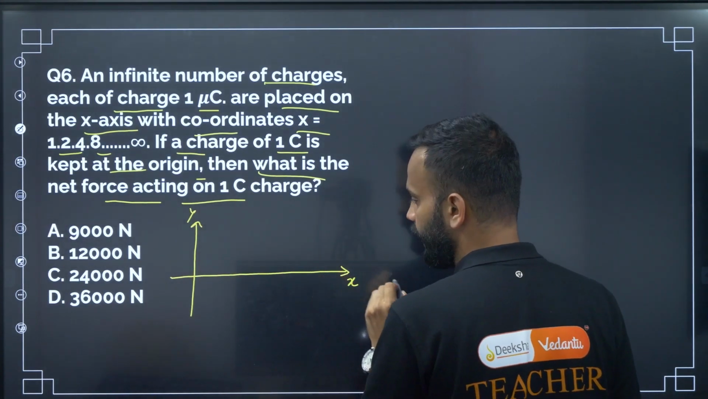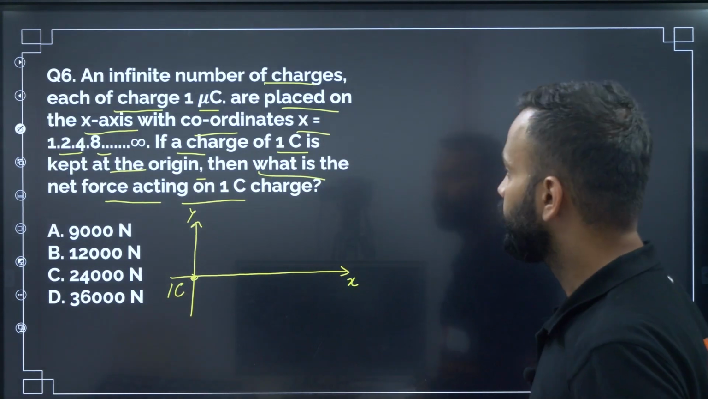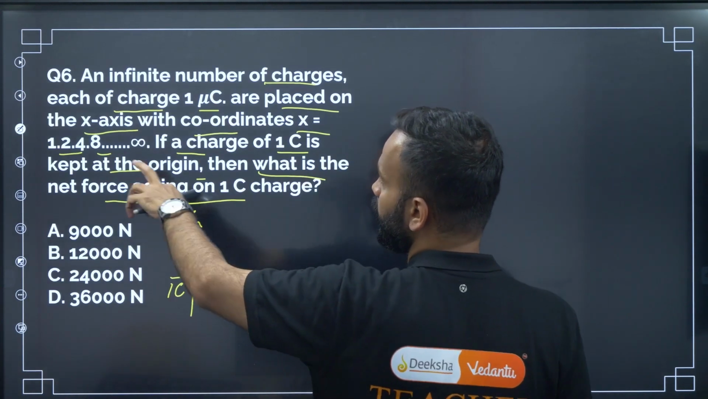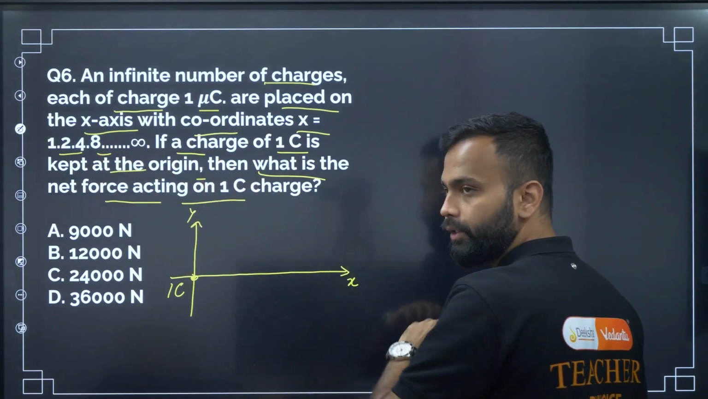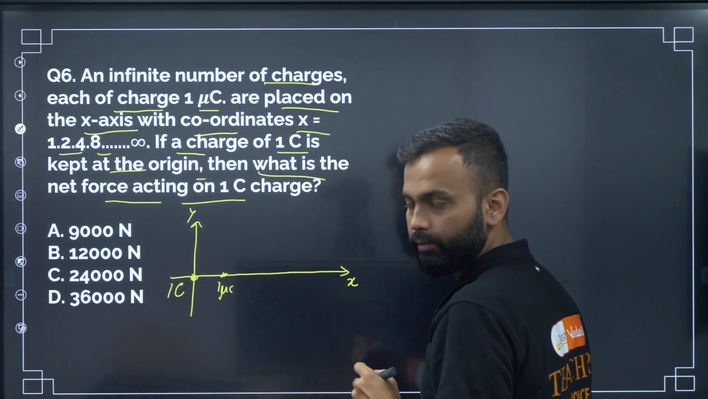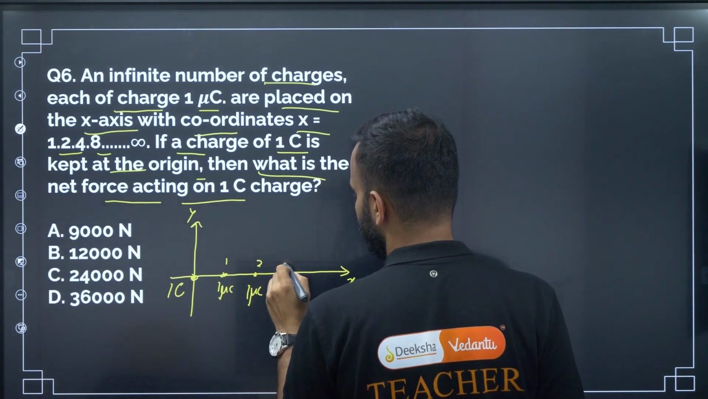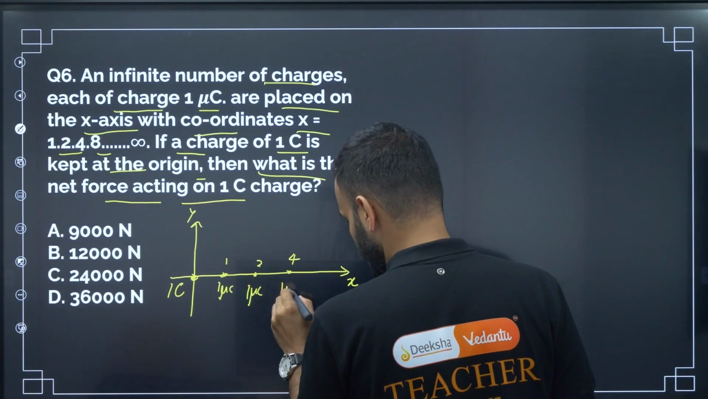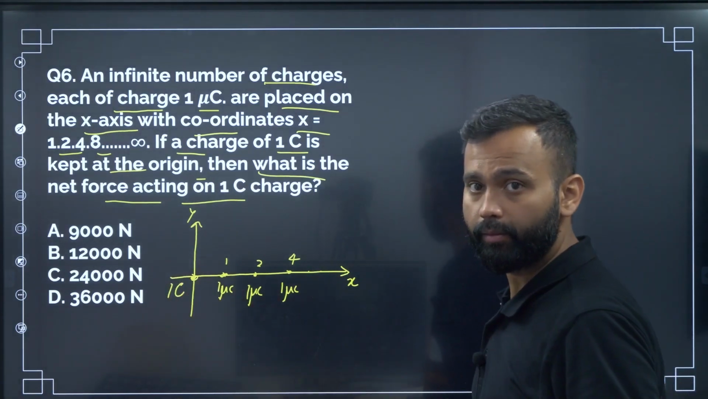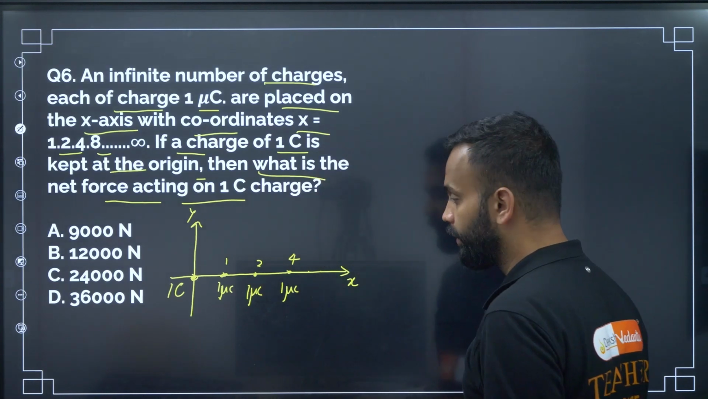On the x-axis, here the 1 coulomb charge is kept at the origin. And then an infinite number of charges, each of charge 1 microcoulomb, are placed on the x-axis with coordinates x equal to 1, 2, 4, 8 and so on. At x equal to 1, a charge of 1 microcoulomb is placed, and at x equal to 2, a charge of 1 microcoulomb is placed, and next at x equal to 4, and so on. So we need to find the net force on the 1 coulomb charge. Now, what is the force on the 1 coulomb charge due to 1 microcoulomb?